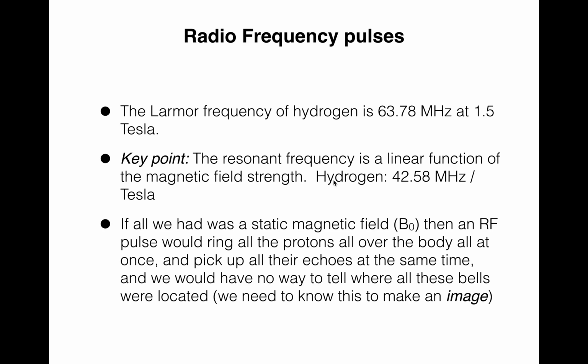So if all we had was the static magnetic field of the bore, called B0, and we sent in a radio frequency pulse, all the protons all over the body would all ring. They would all start precessing, and they would all come back into alignment, and we would get a signal that would tell us about how many protons there were. It would be at least sensitive to how many protons there are inside the bore, but we wouldn't be able to tell which protons are located where, and we need to know that to turn this into an actual image.